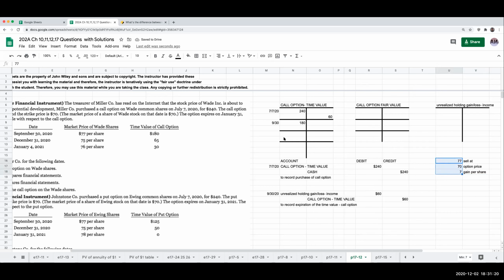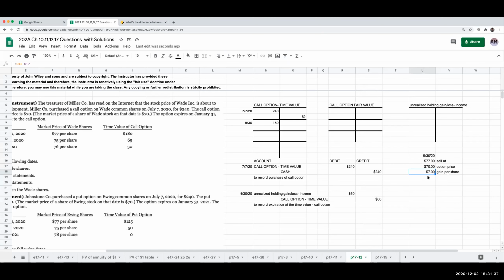So the fair value of this call option on 9/30/20 is going to be $7 per share. I have the ability to purchase 200 shares. So the fair value is going to be over here at 1,400. This is how I'm coming up with my various numbers. So my call option fair value as of September 30th is going to be 1,400.